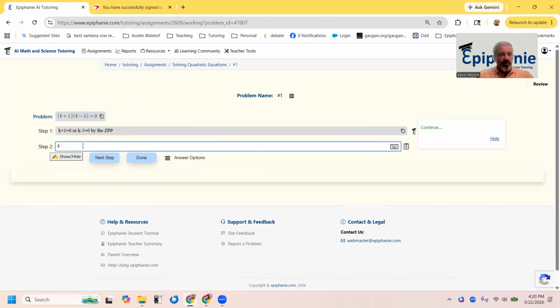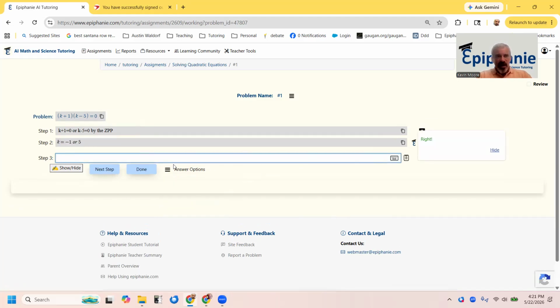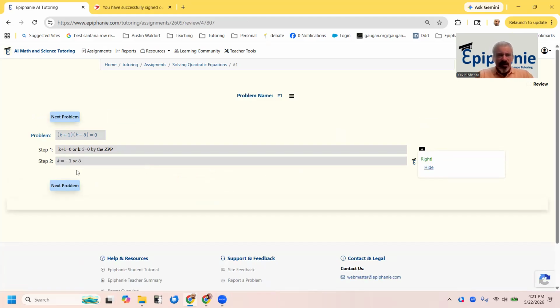Solving these is pretty straightforward. The first one has k equals -1. How do I enter the second answer? I can come here and say, add a solution. It's just going to put the word or in there. You can type out or you can put it this way. And it's saying that's right, and we're done. This one was pretty easy. Let's go to another problem.